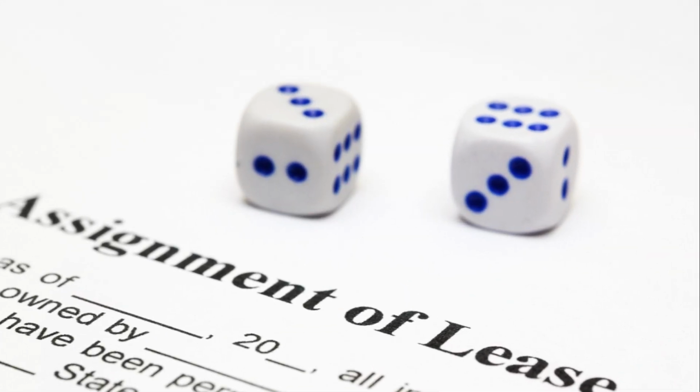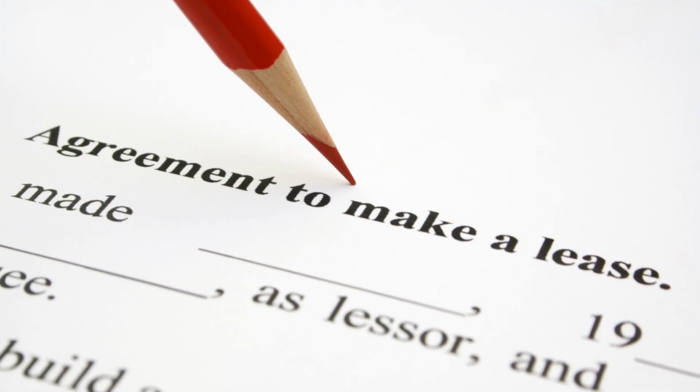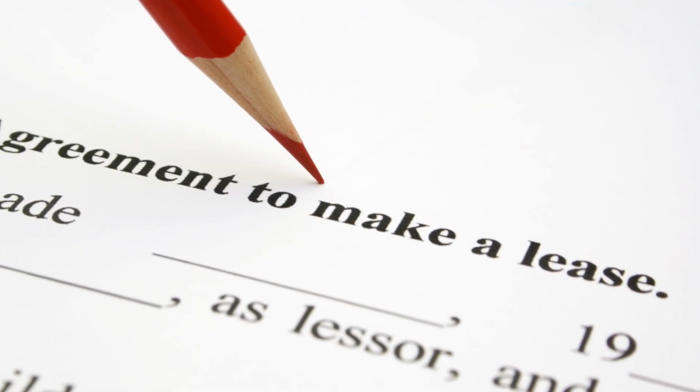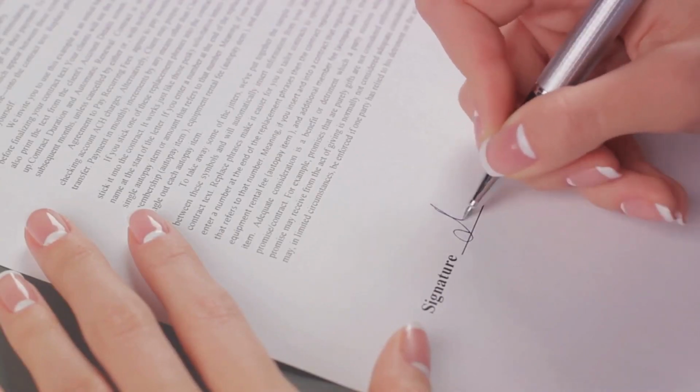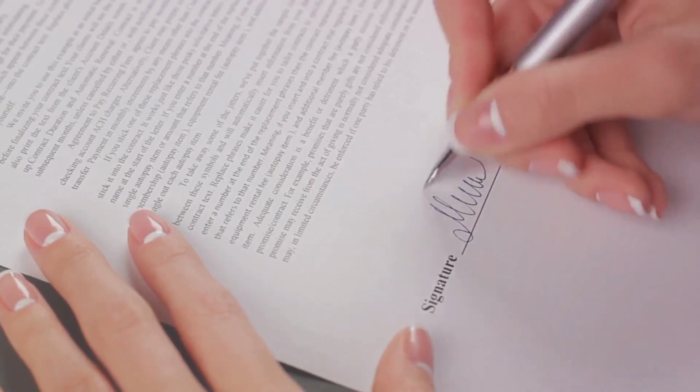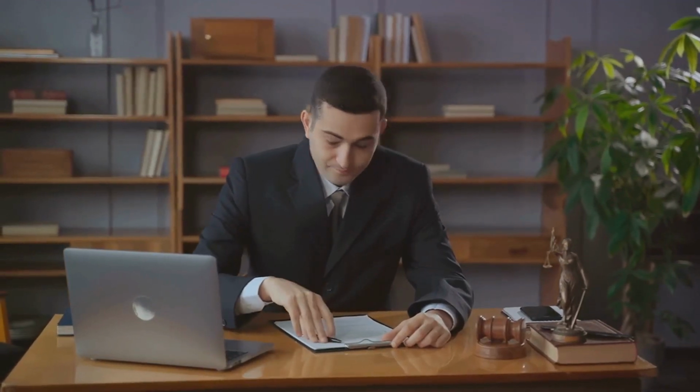Once all terms are agreed upon, the lessor drafts the lease agreement. This document will then be reviewed by the lessee and, if acceptable, signed by both parties. It's advisable to have an attorney review the lease agreement to ensure it complies with Article 2A of the UCC.